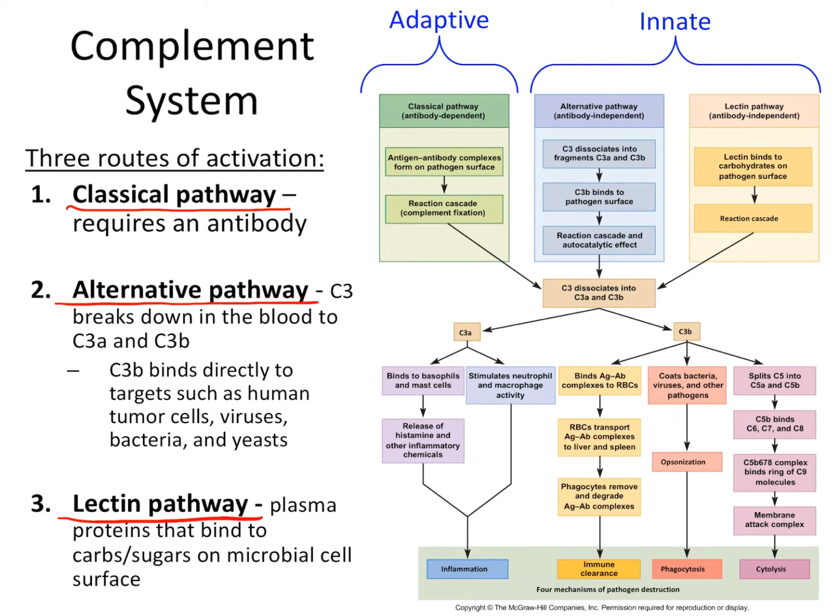You can see here that all of these routes of activation are ultimately going to converge on this step of C3 dissociating into C3a and C3b. So it doesn't really matter how the pathway gets activated. Ultimately, you're going to set off this cascade that is going to amplify all of our immune responses, both in innate and adaptive immunity, which we'll focus on during the second half of this lecture.